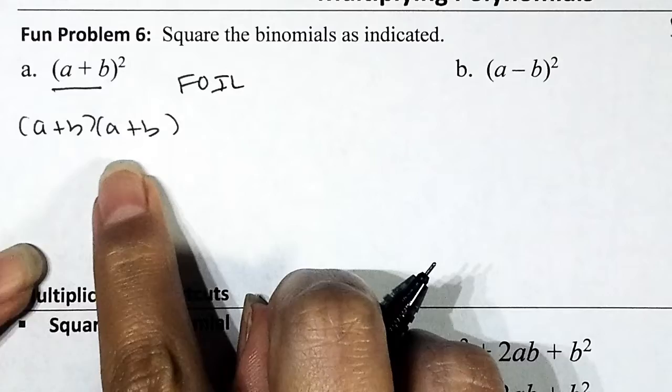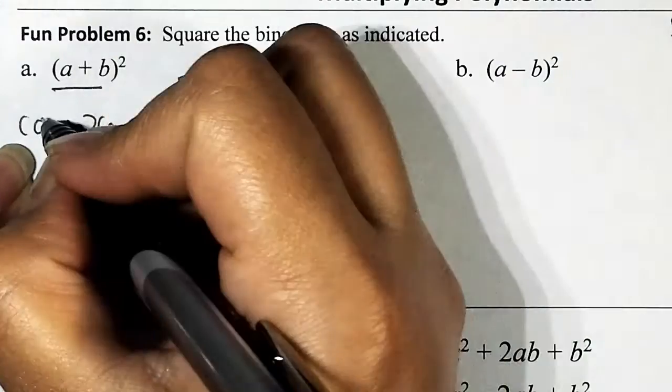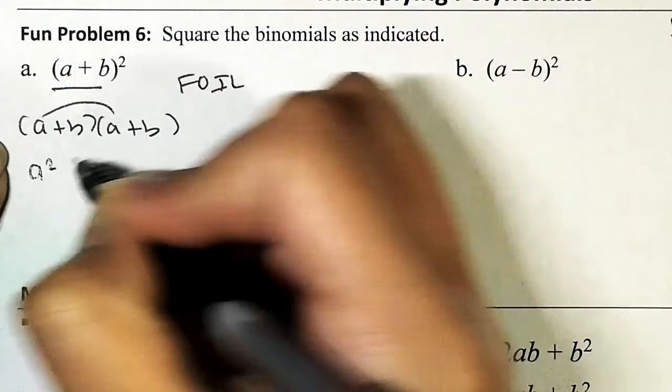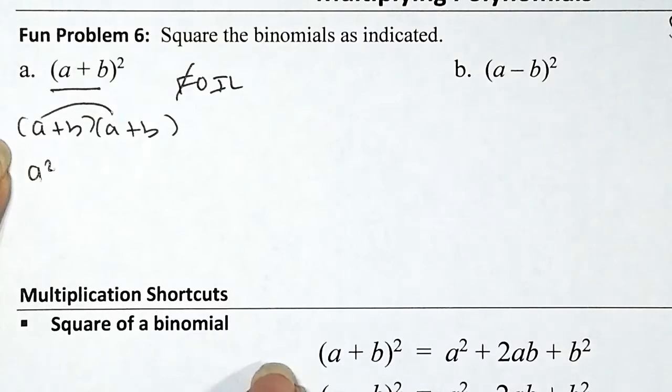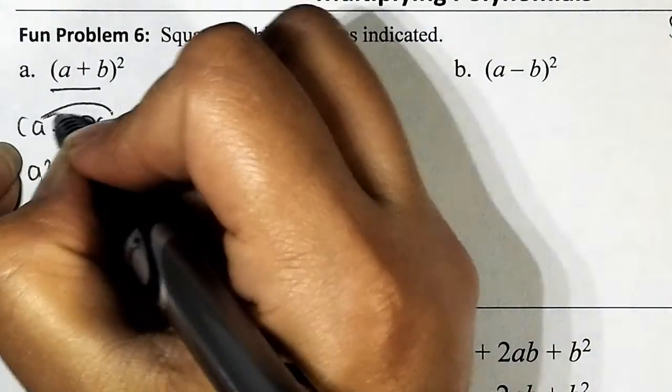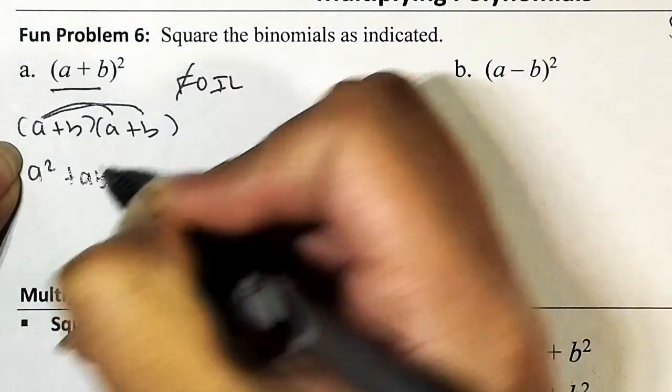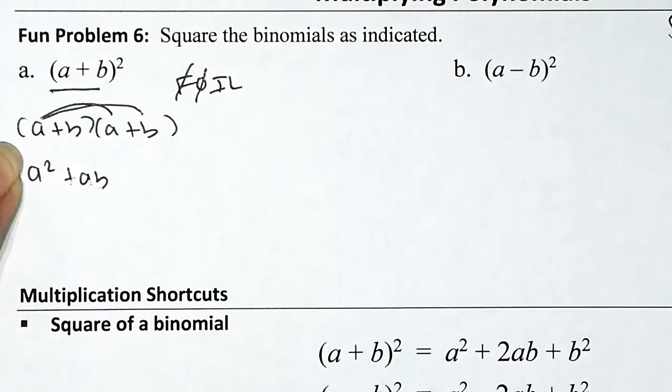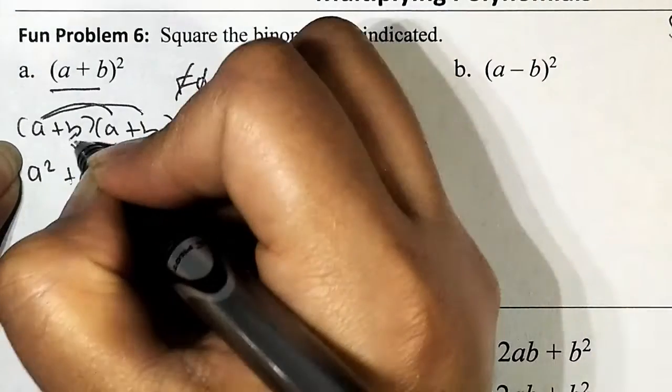Let's do this. The product of the first terms, namely a times itself, will give us a squared. The product of the outer terms, a and b, is just ab. The product of the inner terms, b and a, is ba.